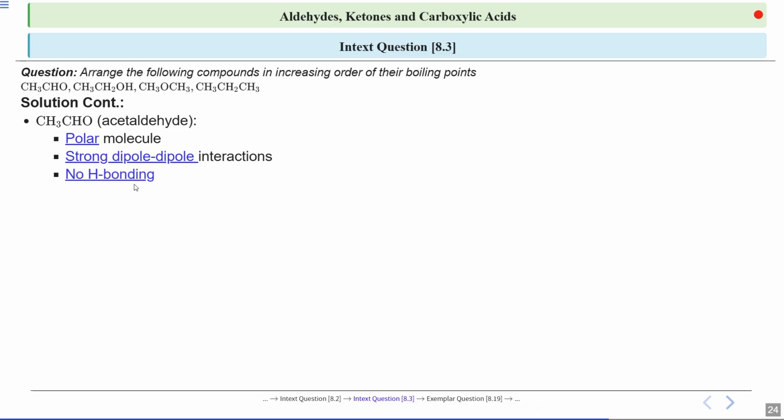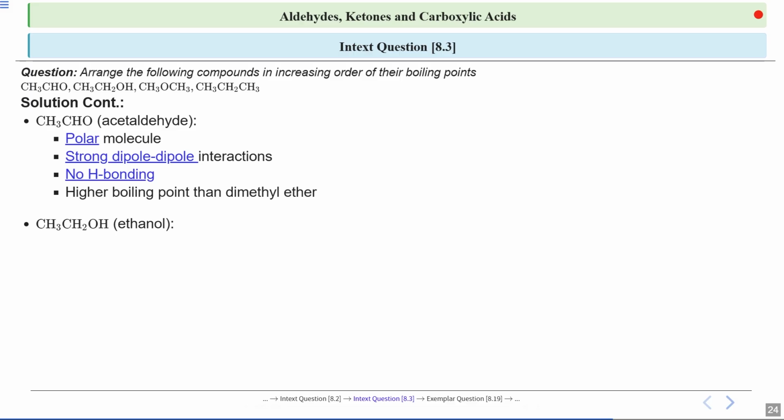So no hydrogen bonding is present. It means that it cannot form the very strong intermolecular hydrogen bonds, making dipole-dipole forces the dominant intermolecular force. Acetaldehyde's dipole-dipole interactions are significant enough to give it a considerably higher boiling point than non-polar or less polar molecules like dimethyl ether.